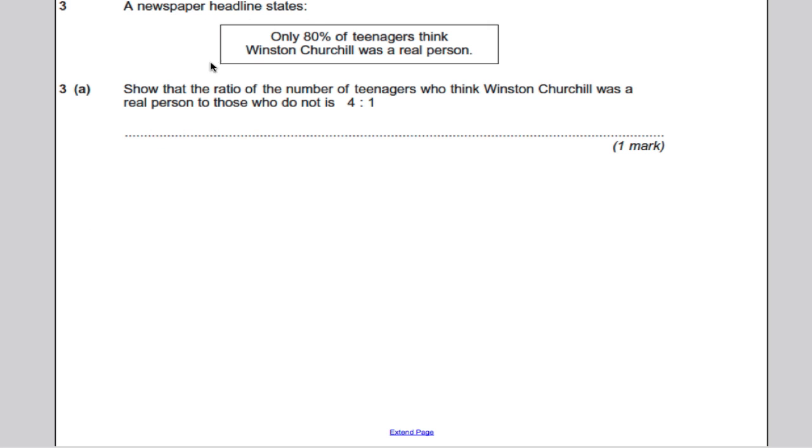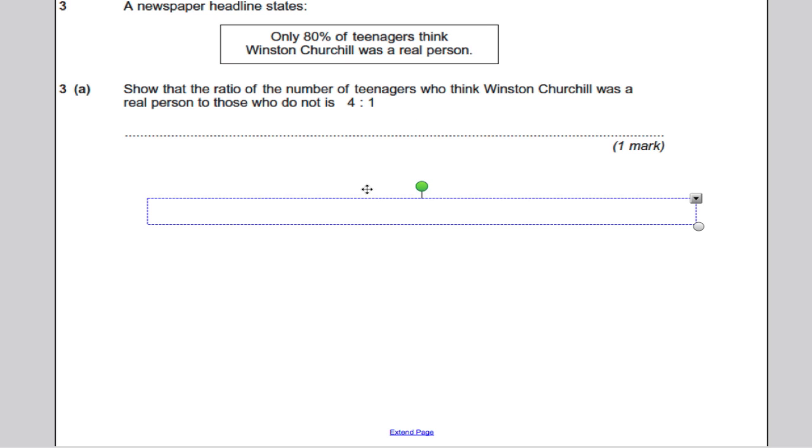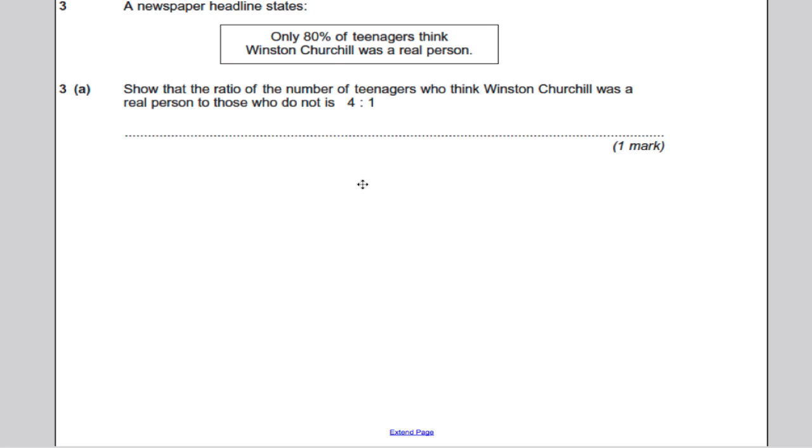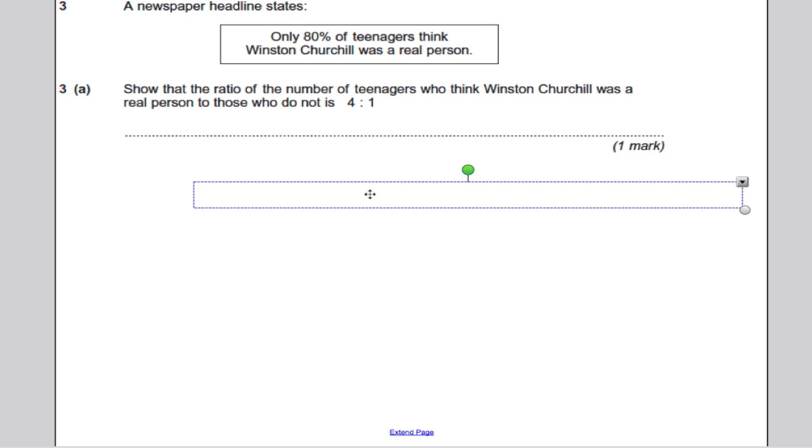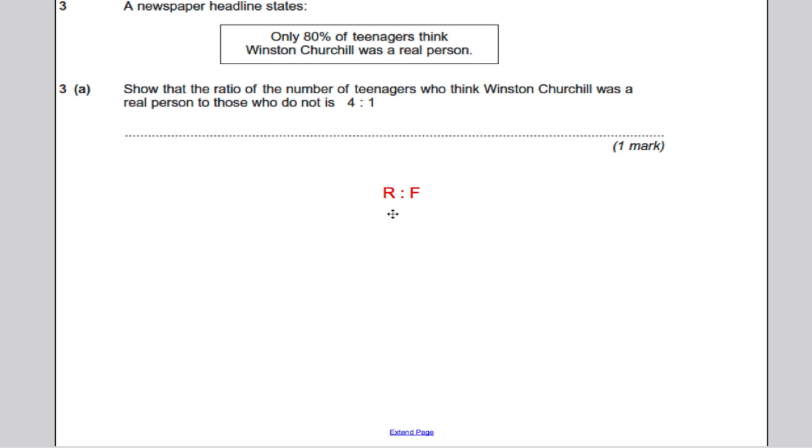Question 3. A newspaper headline states, only 80% of teenagers think Winston Churchill was a real person. Show that the ratio of the number of teenagers who think Winston Churchill was real to those who don't is 4 to 1. So if we start out by just setting up 80% think he was real, that means 20% think he's not real. So we can write a ratio like this. Real to fake is 80% to 20%.